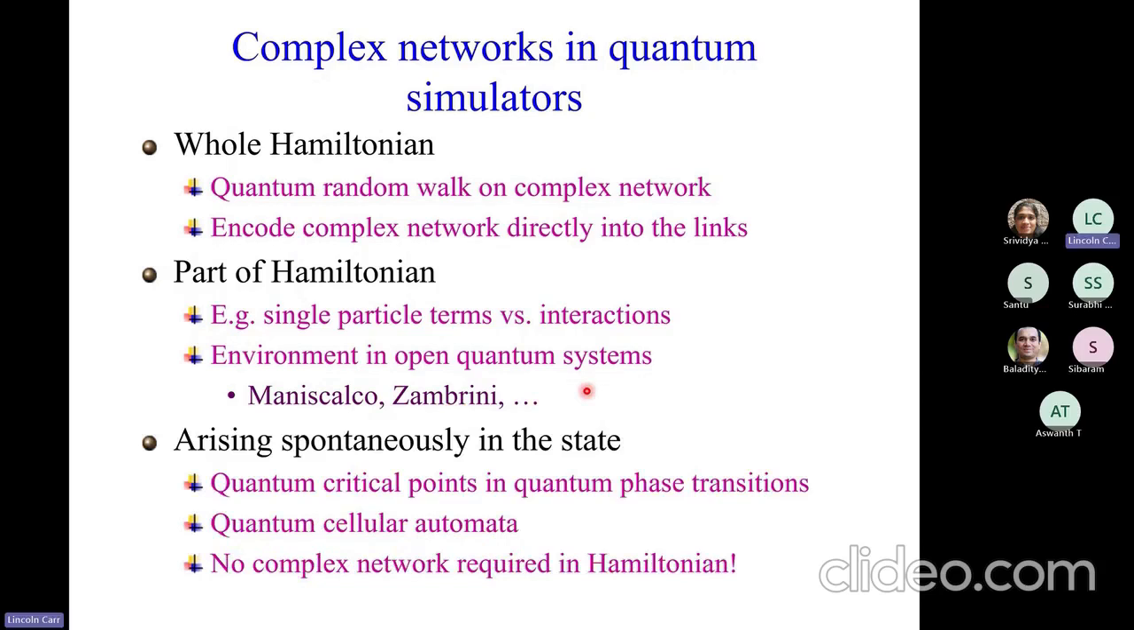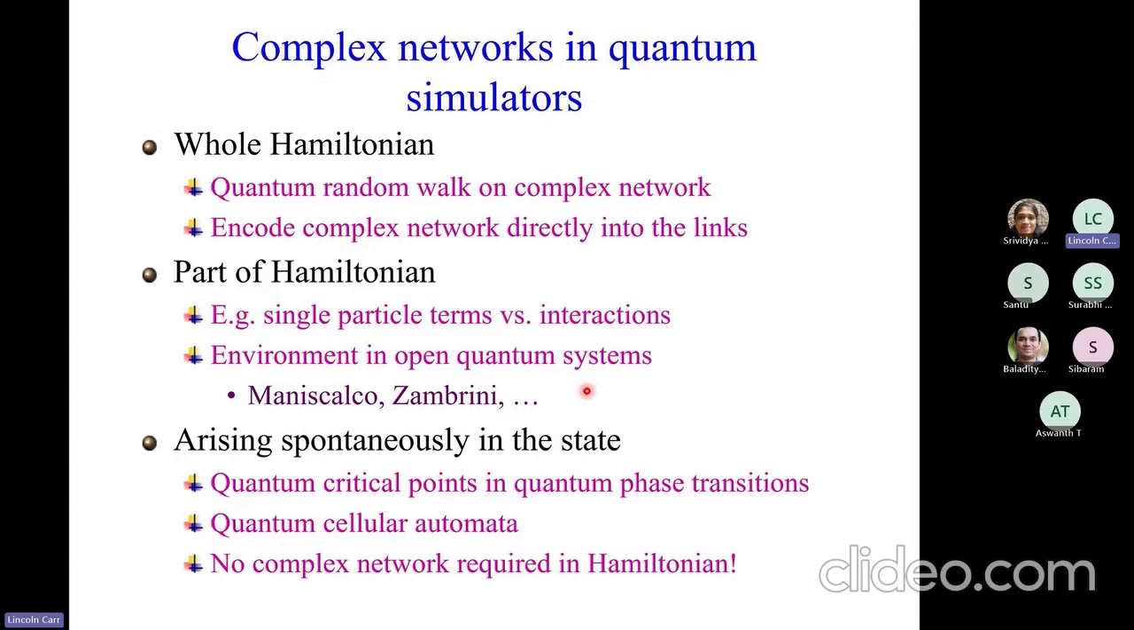Now, it's also possible that the network is not only in the Hamiltonian, but arises in the state. So I remind you that H psi equals E psi. When you do perturbation theory, you have to expand the Hamiltonian H, and you have to expand the state psi, and you have to expand the energy too. So it's not only the Hamiltonian, but it's also the state. In this case, it's possible that you might even have a very simple system which gives rise to a complex network in the state itself.